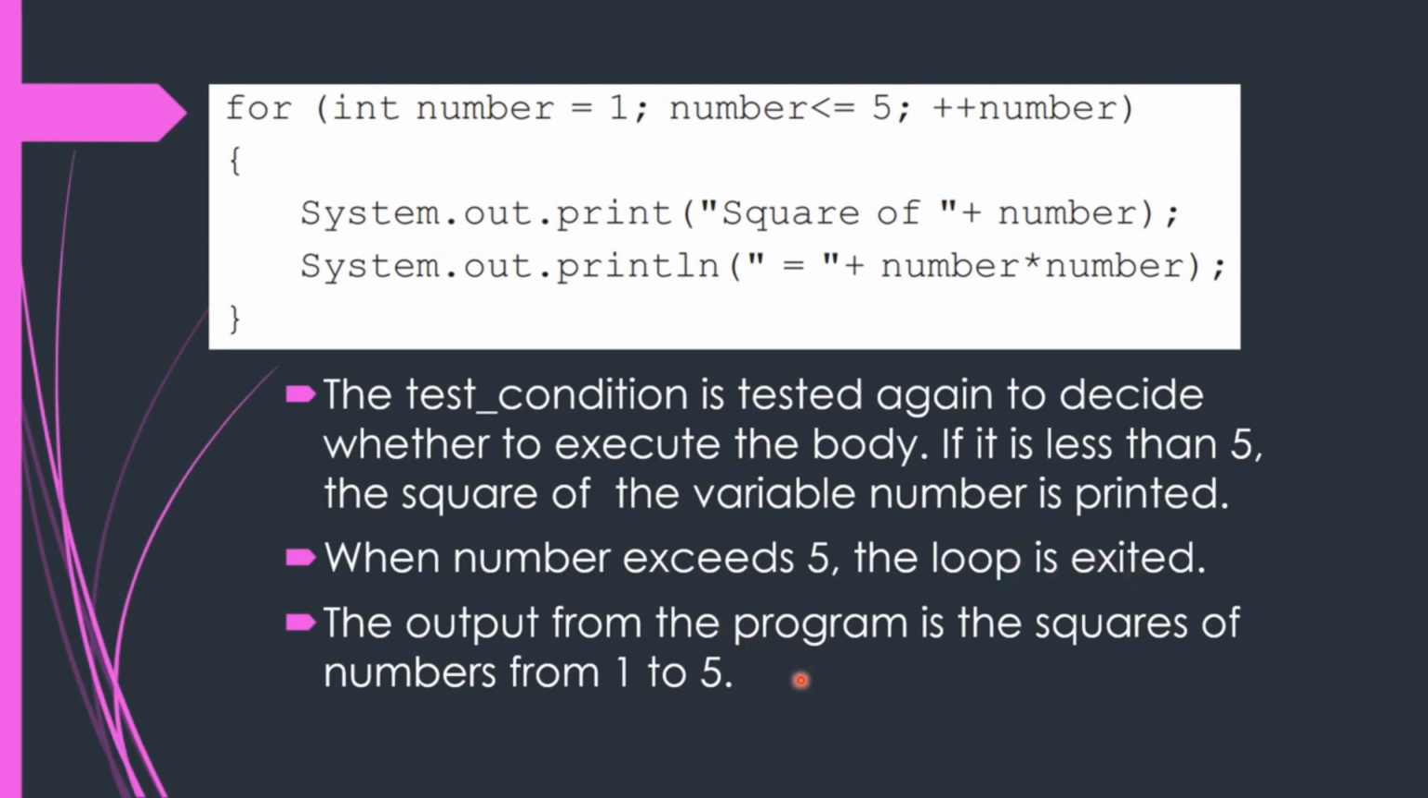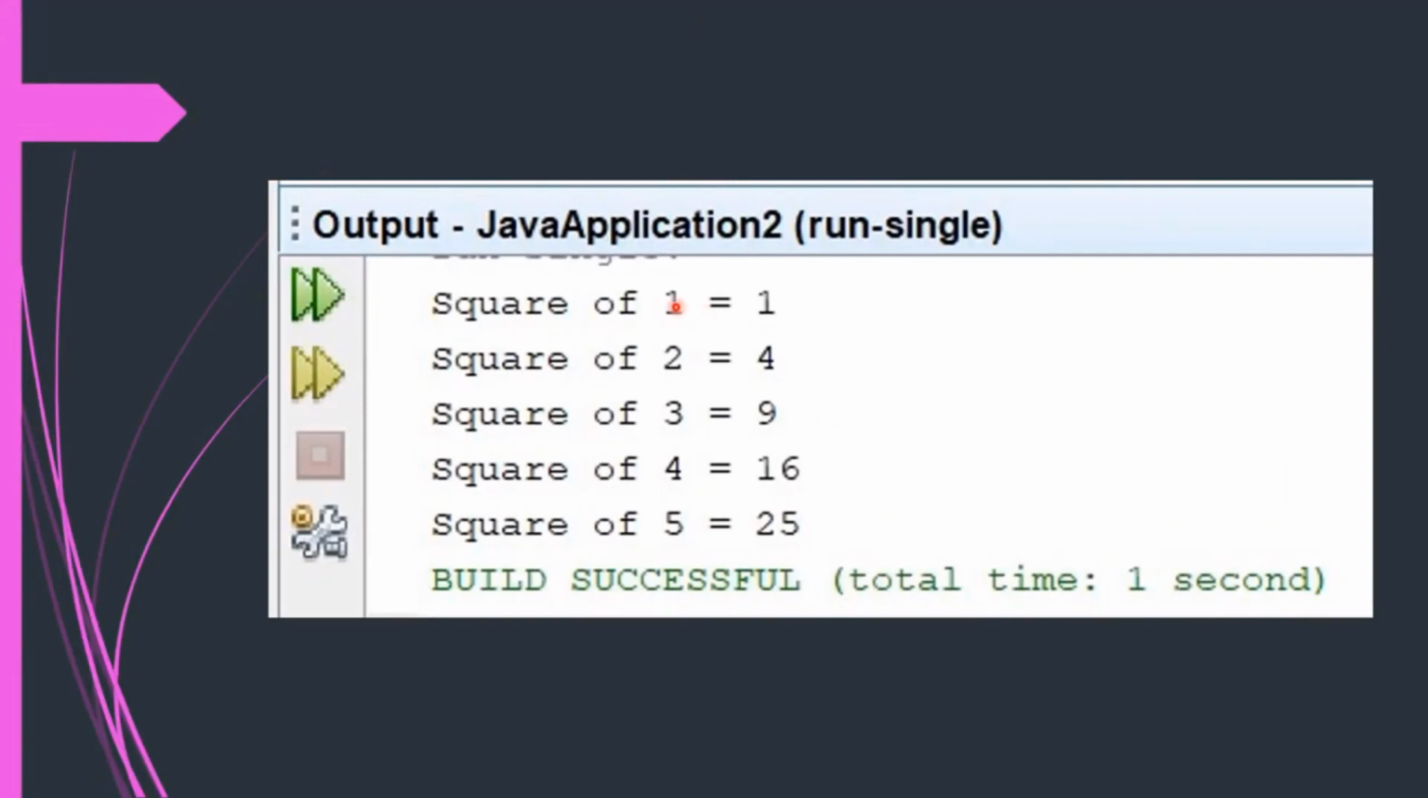Now, what will be the output of this program? Let us see. The output from the program is the squares of numbers from 1 to 5. You can see here, we wanted to print the squares of numbers from 1 to 5, and we have printed them here using the for statement. I hope you understood it.